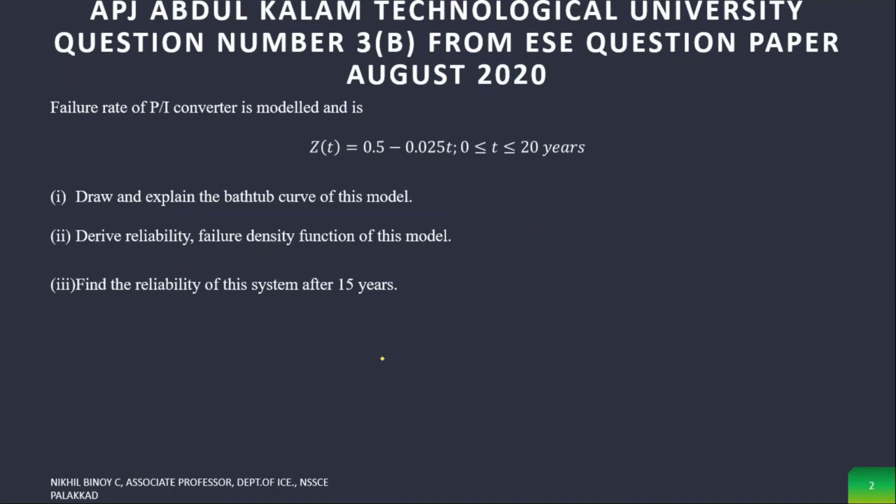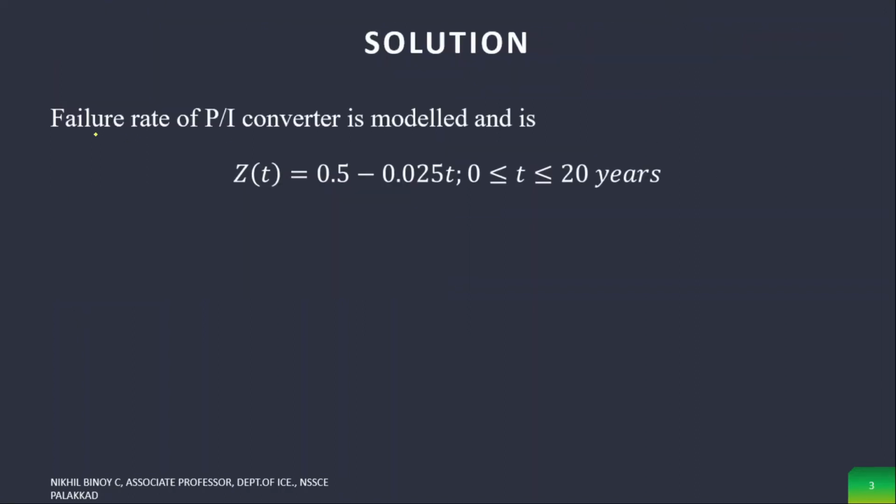Here please note, the failure rate is given from 0 to 20 years, which means after 20 years the failure rate is 0 if it is not given. So the failure rate of the pneumatic to current converter is modeled as Z of t equal to 0.5 minus 0.025 t, where 0 less than or equal to t less than or equal to 20 years.